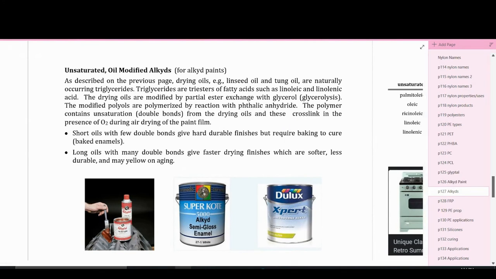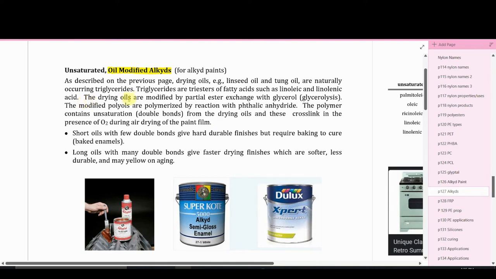Unsaturated oil modified alkyds for alkyd paints. No doubt you've heard of alkyd paints. So on the previous page, drying oils like linseed oil and tung oil are naturally occurring triglycerides. Triglycerides are triesters of fatty acids such as linoleic and linolenic acid.